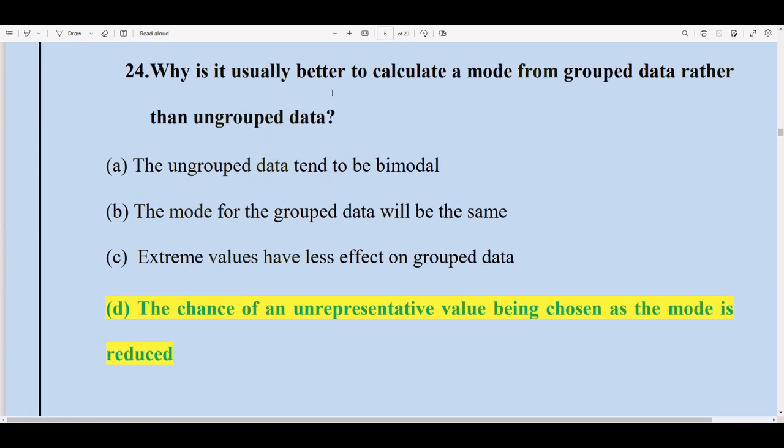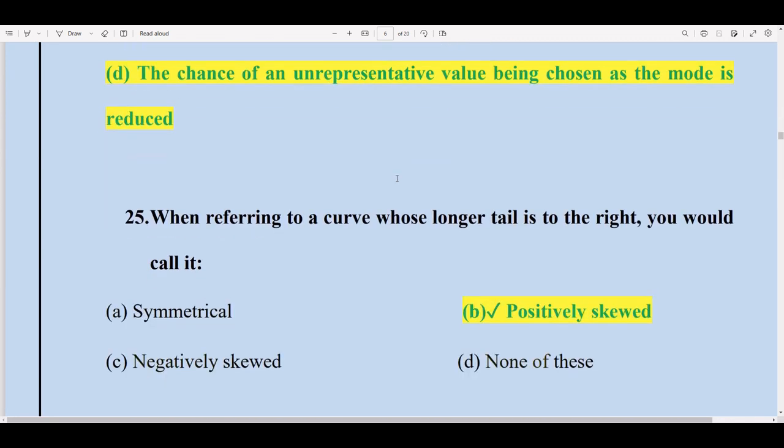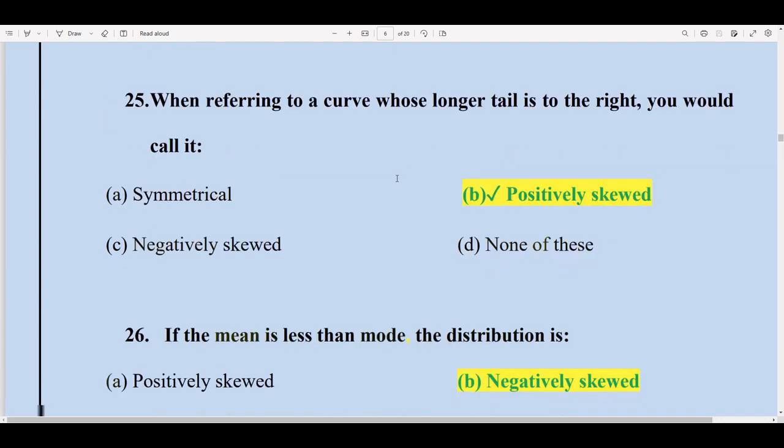Why is it usually better to calculate mode from grouped data rather than ungrouped data? The chance of an unrepresentative value being chosen as mode is reduced, because when you use mode for grouped data, the tendency of an unrepresentative value to be selected as mode is removed.